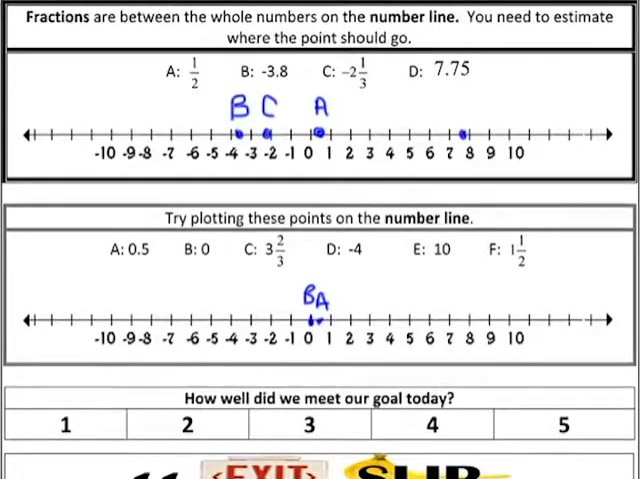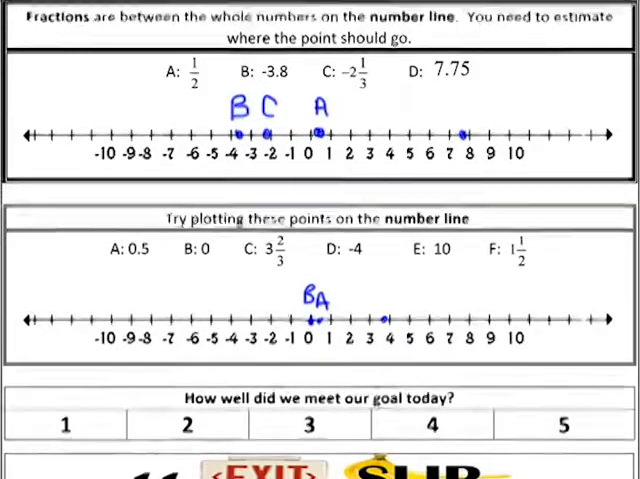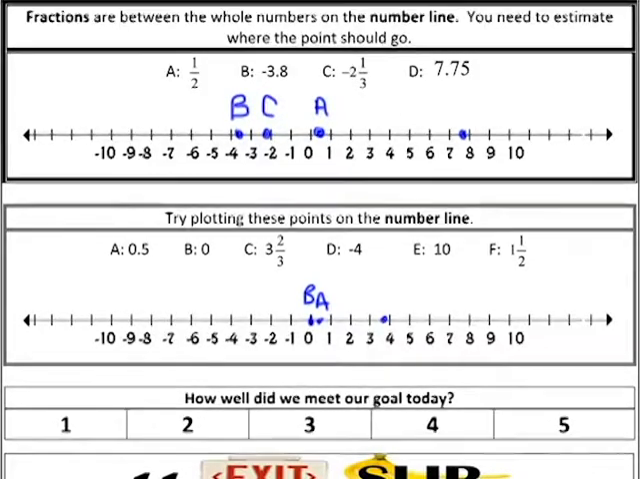3 and 2/3 is going to be between 3 and 4. 2/3 is bigger than 1/2, so I'm going to go a little bit closer to 4. Again, not perfect. There's not a whole lot of space, but I can see that that's not 4. I can see that it's not 3. I can see that it's bigger than 3.5, and that is close enough when you're doing something like this.